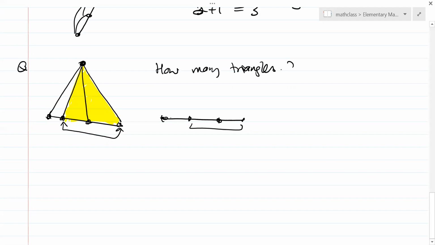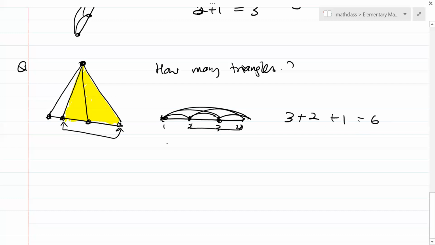So how many line segments are here? You have 4 points. The first one is 1, 2, 3, then 1, 2, and 1. It decreases by 1 each time, so the total is 6. So there are 6 pairs of points, or 6 line segments. Each line segment determines one triangle. You converted the problem of counting triangles to counting pairs of points, to counting line segments.